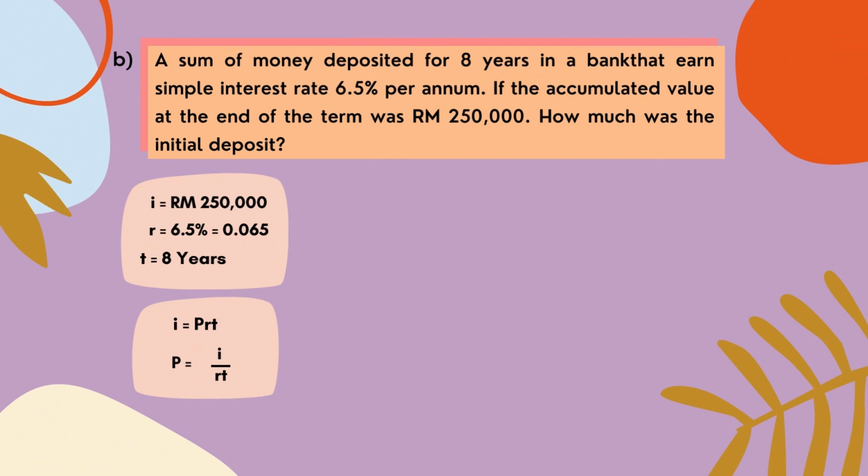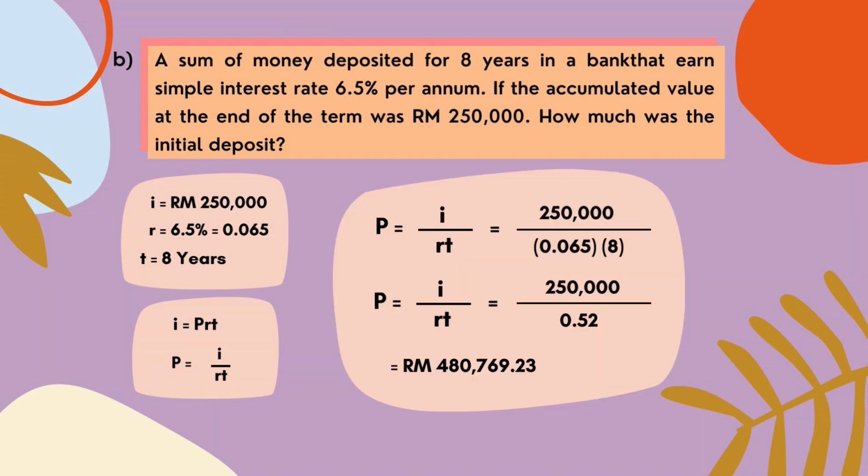Okay guys, to the next question. It is asking how much was the initial deposit. Okay, first of all, you will need to list down what is I, R and T. Here, I already wrote it down for you. Oh, and by the way, that's the formula to do the answer. Other than that, we shall start now.